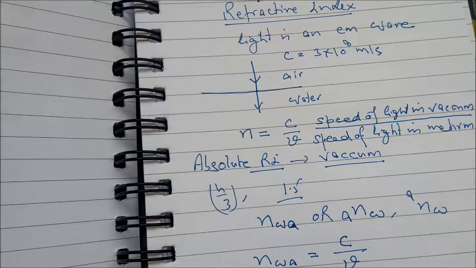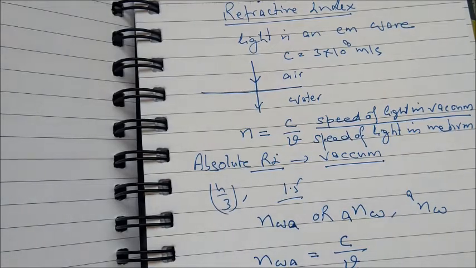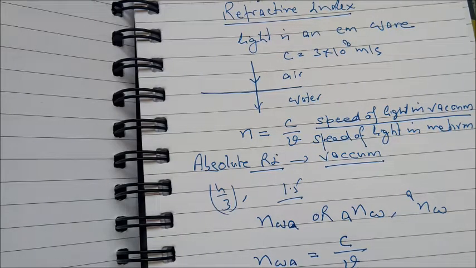Now, if I take refractive index of air with respect to water, what will it mean? It will be just the reciprocal of it. Same way, refractive index of glass with respect to water. What will it mean? Speed of light in water upon speed of light in glass. This is just opposite, as refractive index is inversely proportional to the velocity.